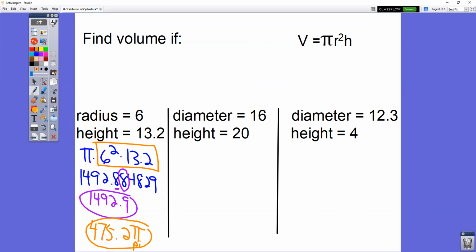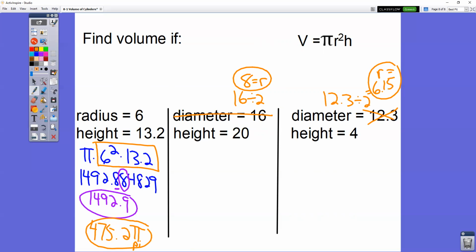Again, sometimes they'll give you the diameter. Never, ever, ever do you want the diameter. You always want the radius. The radius is half of the diameter. So 16 divided by 2 gives you 8 as the radius. You would take that and use that in the formula. Same thing here with diameter. All right, you never want the diameter, you want the radius. So 12.3 divided by 2 is 6.15. You would be using 6.15 for your radius here.